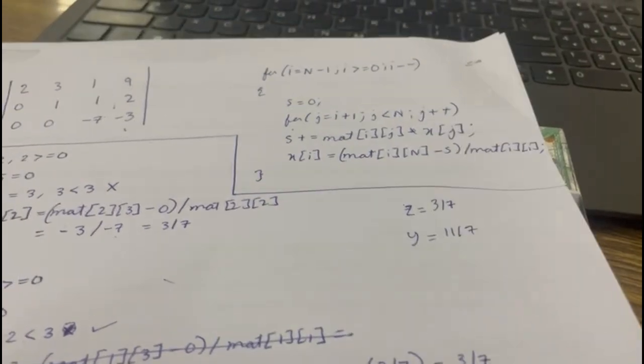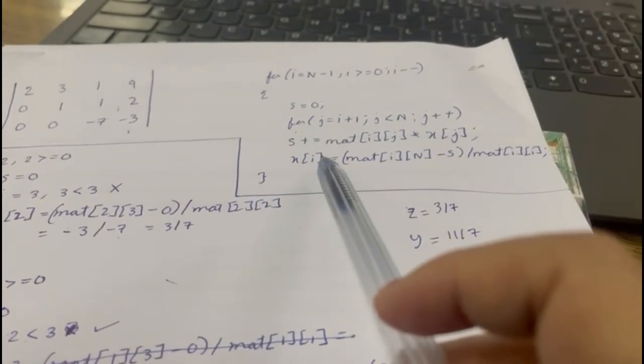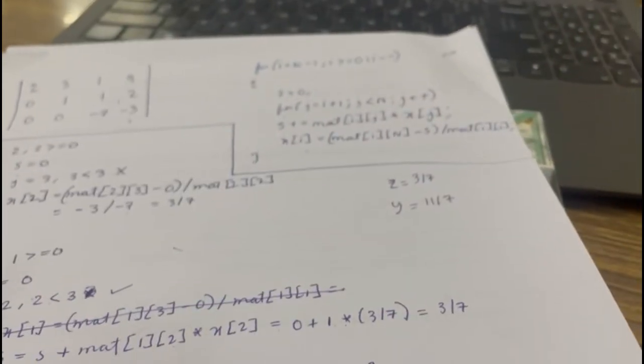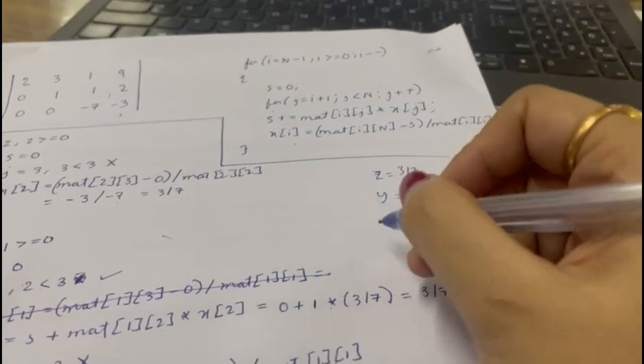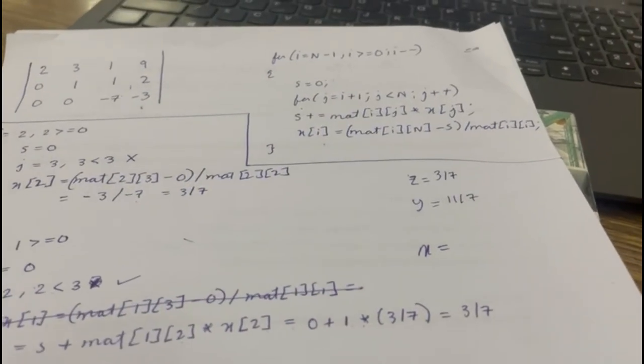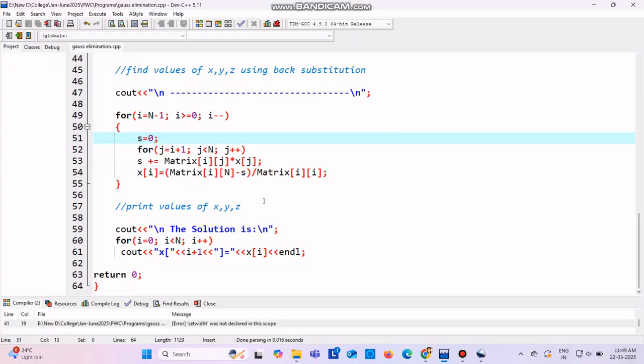Follow this same procedure. After getting x of 1, finally we need to find x of 0. Follow the same loop procedure in order to get the value of x. So this is how this particular loop works. Now let's go back to the programming part. Since we have got the values of x, y, z, which are present in the one-dimensional array x, we just need to simply display the values.